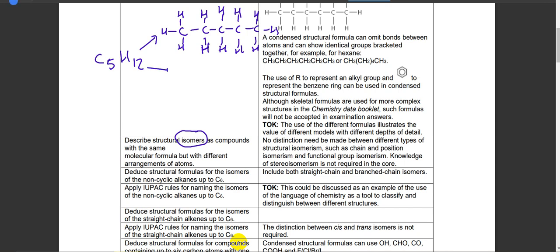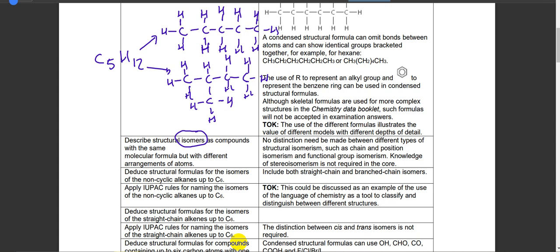The second possible structure: let's put a branch on it. So one, two, three, four, and one of them is here. So still five carbons, and if you add hydrogen, remember carbon has to have four bonds. Add hydrogens to each carbon. If you count it, it's still C5 and H12.